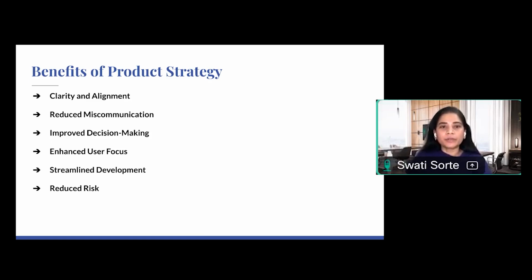Second is shared vision. This shared vision minimizes miscommunication, reduces development roadblocks, and ensures everyone is working towards the same direction.